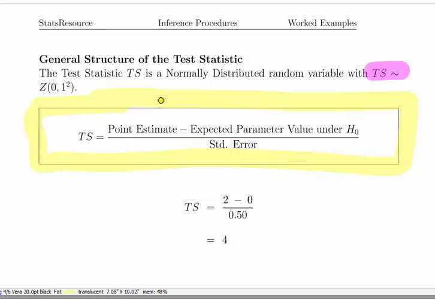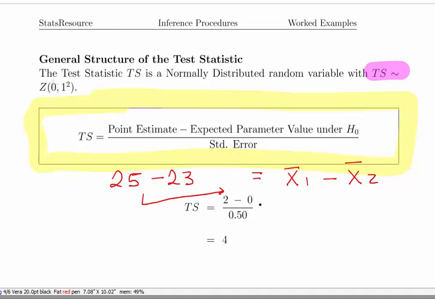Now this is the general structure of a test statistic here. It's the point estimate, which is the difference in sample means in this case, minus the expected parameter value of the null hypothesis. So we expect no difference on the null hypothesis, which is 0. So the difference in means is 25 minus 23. That's our point estimate there. That's x bar 1 minus x bar 2. And that gives us 2. On the null hypothesis, we expect a difference of 0, and the standard error is 0.50. So essentially our test statistic there is 4. Okay?